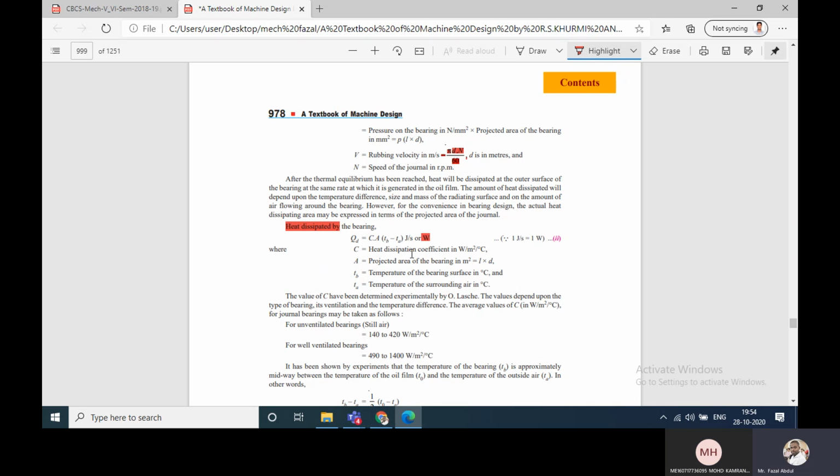C is the heat dissipation coefficient, in watt per meter square degree centigrade. This is also a very important unit. A is the projected area, L into D. TB is the bearing temperature. TA is the surrounding temperature, the ambient temperature.